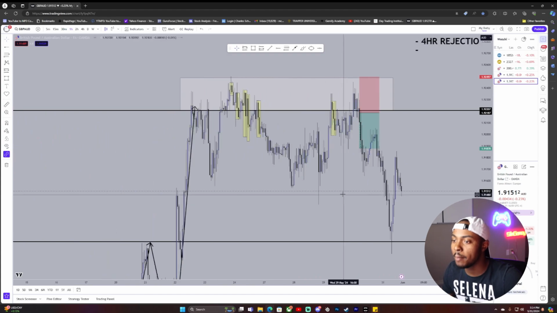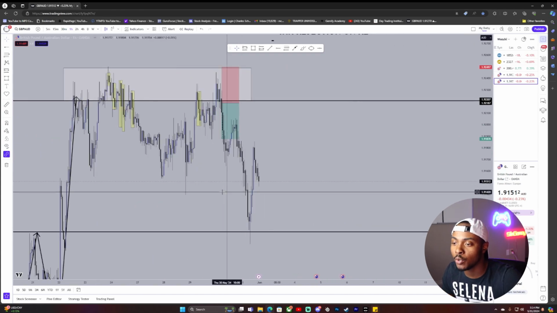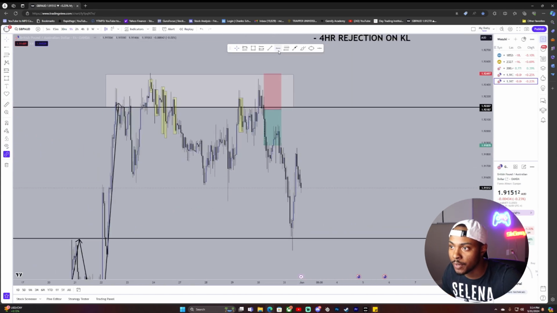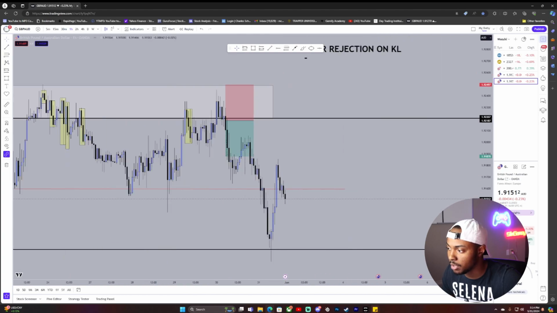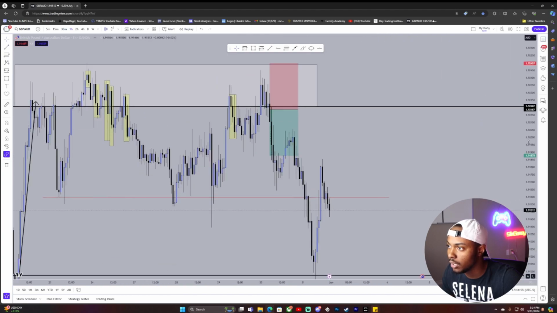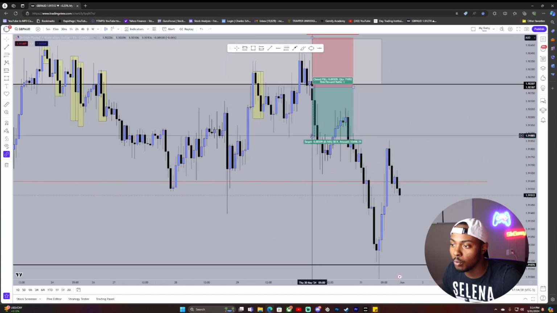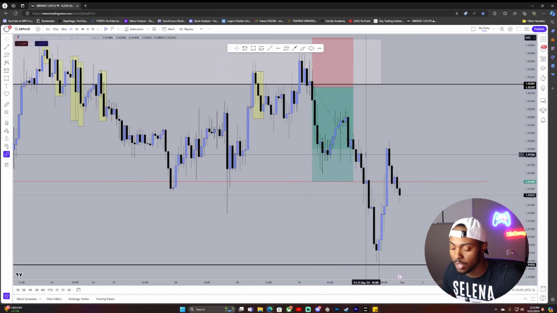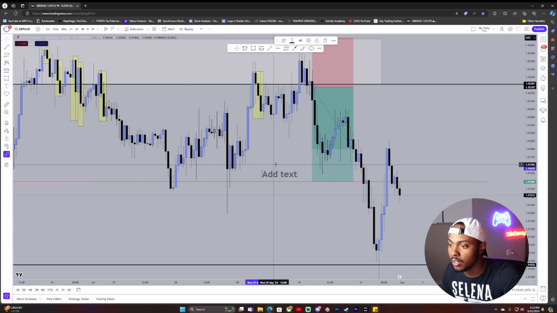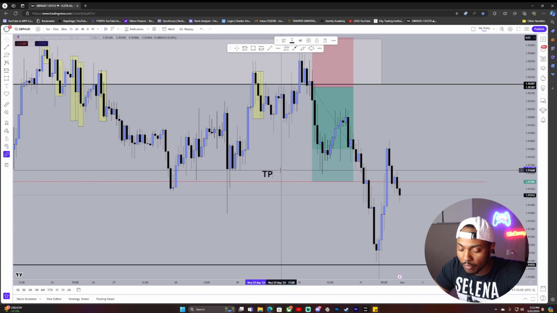So what am I targeting? One thing I noticed was that this area right here, price came down to this area and rejected it multiple times. Let me zoom in so we can get a better look. Price came here and rejected this multiple times. So this was my TP1. Let me add that right here. This was my take profit 1.